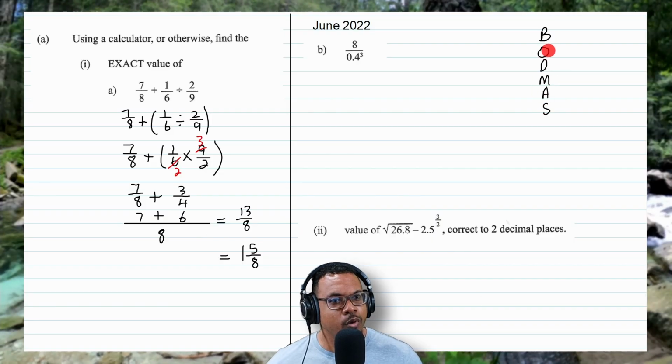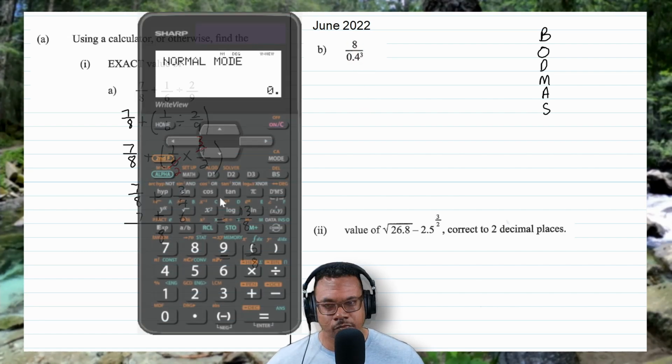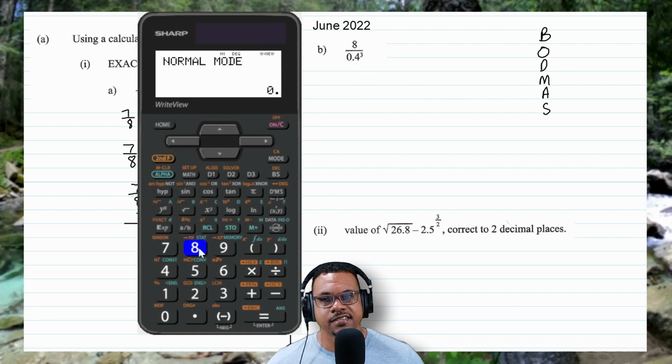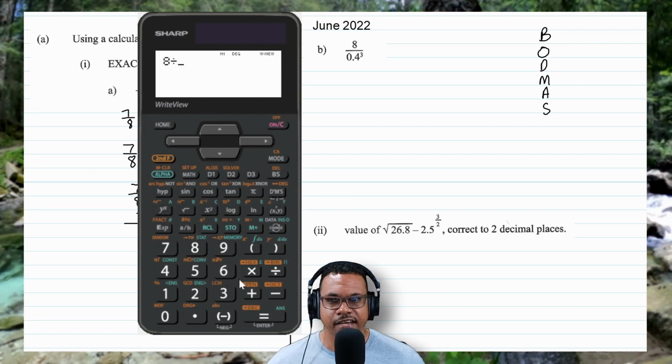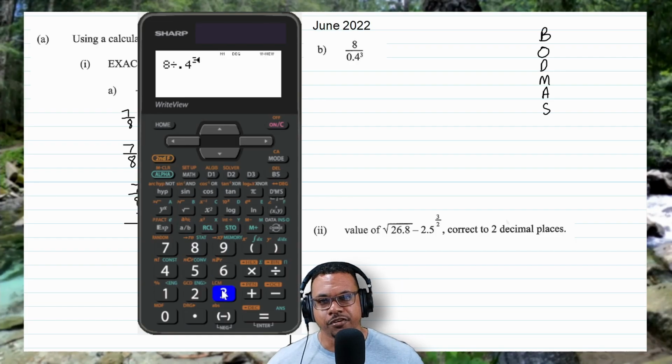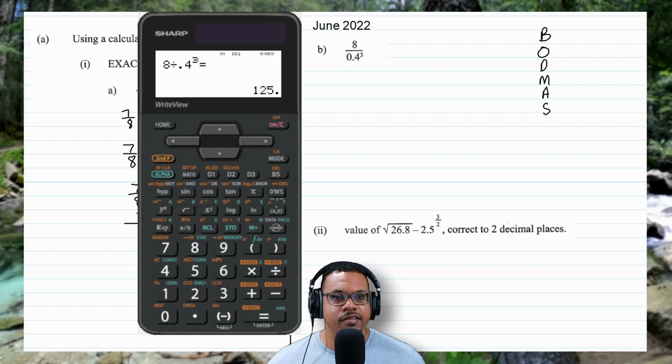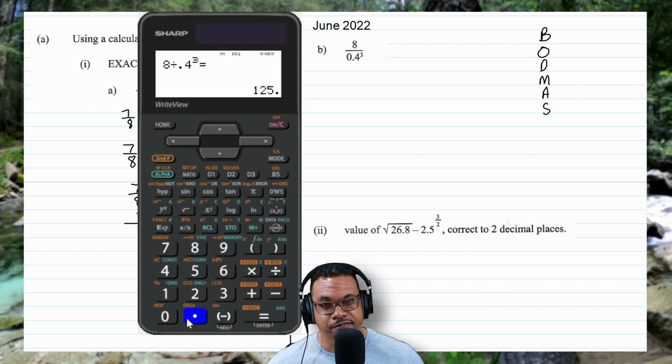But working out powers comes before you work any of the 4 operations. So what you can do is work out what is 0.4 cubed first. And then you can say 8 divided by that. But first, I'll work the entire thing on the calculator. So if I'm working the whole thing on the calculator, I'll just say 8 divided by 0.4. I use this YX button here and raise it to the power 3. And my answer is 125.